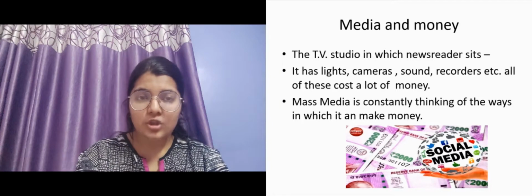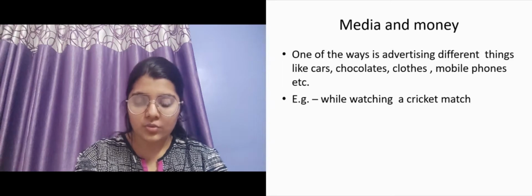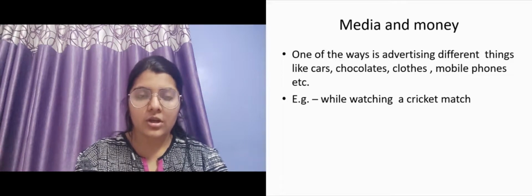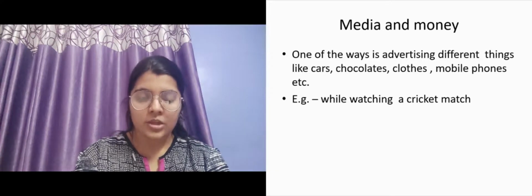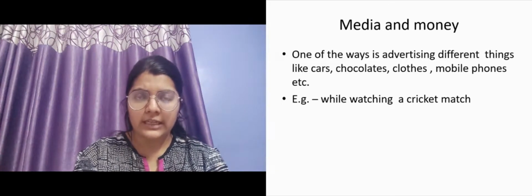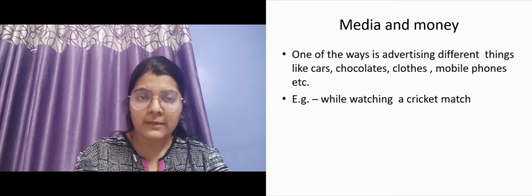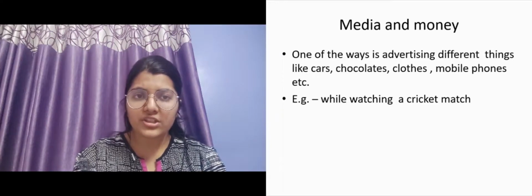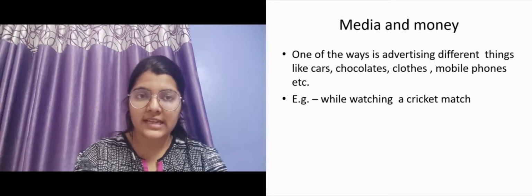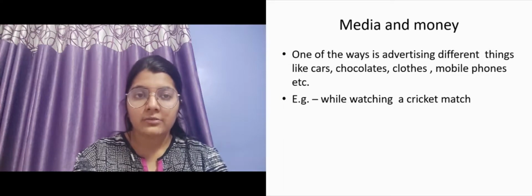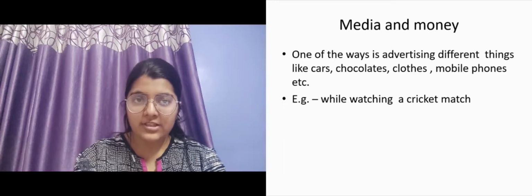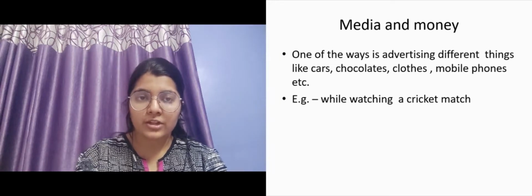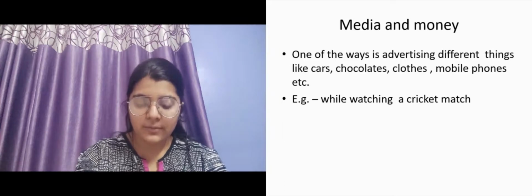So mass media is constantly thinking of ways to make money. One way in which mass media earns money is by advertising. While you are watching a cricket match or any serial or any episode of whichever program you like, you must have noticed that there are advertisements coming in between those breaks. These are the different advertisements which are being shown to you so that you purchase the product. This is how media is trying to earn money.